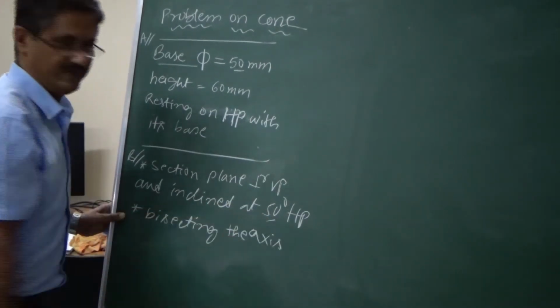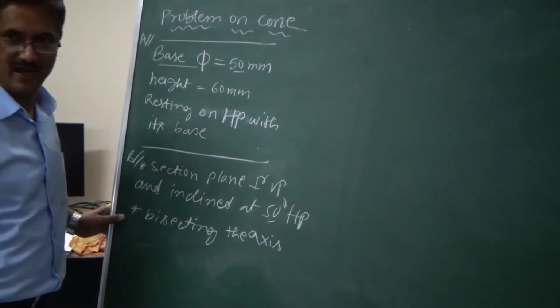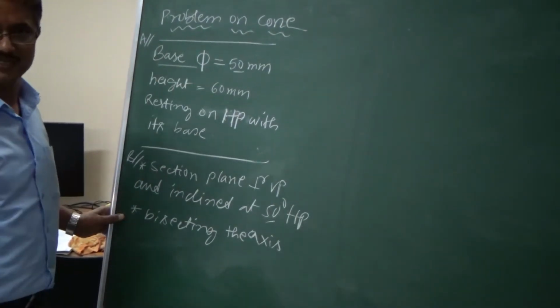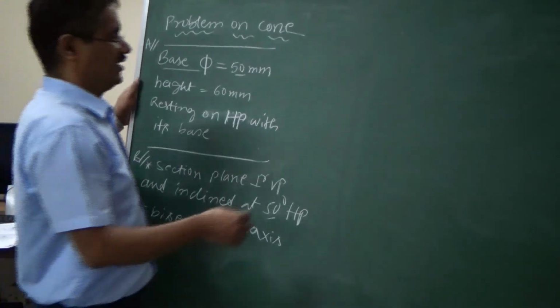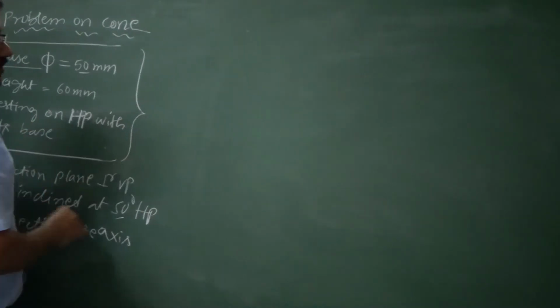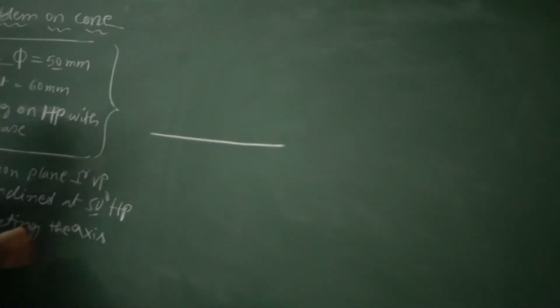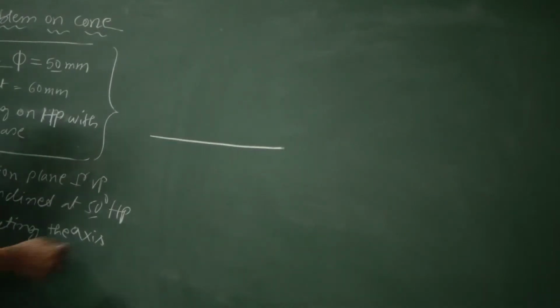So you have to mark a point at the mid height and take 50 degrees from the horizontal line, and you have to pass the section plane. So we will see that. Let me draw the stage 1 for you according to this condition given. So draw an XY line. The base diameter is 50.